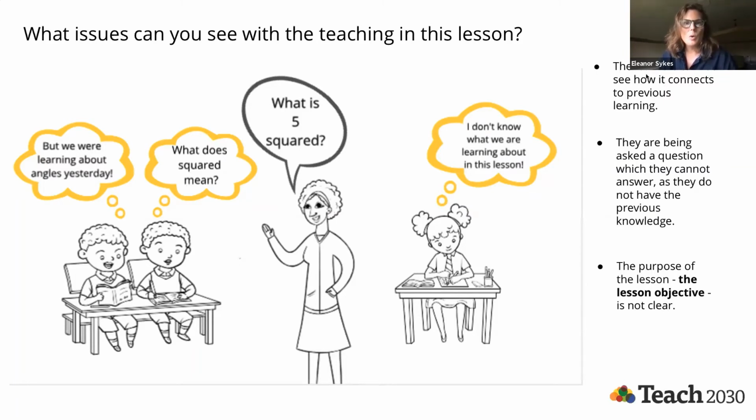Now, we may hit one or two of these, but we need to be hitting all three when we write a lesson objective. We need to think about how it's going to connect to the previous learning, unless, of course, it is a brand new topic, which, of course, we have to do regularly. So it may well not connect to the learning that they did the week before, but it should always connect to some previous learning they have done, even if it is in previous year groups or grades.